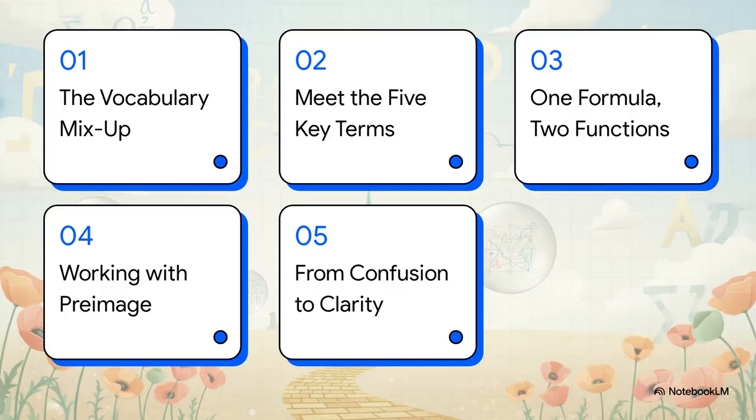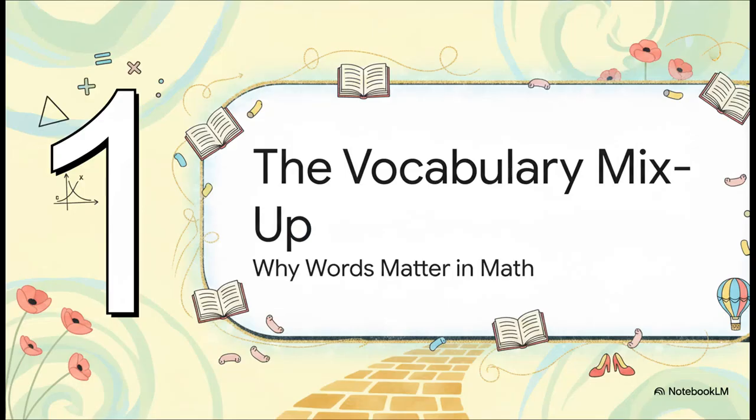Okay, so here's our game plan. First, we'll talk about why these words get so mixed up. Then, we'll meet our 5 key players. After that, we'll see something cool, how one formula can actually create 2 totally different functions. Then, we'll learn to work backwards with a concept called the preimage, and finally, we'll tie it all together. Right, let's get into it.